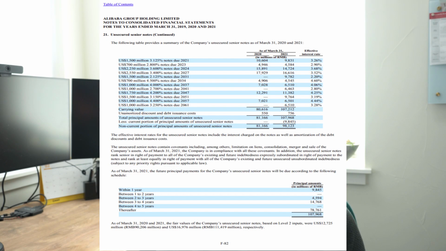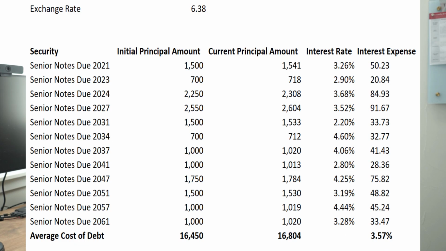You have to do some scrolling to find it usually, but they'll almost always have a table somewhere outlining their debt and the corresponding interest rates. Here is Alibaba's, and I copied this over into the debt schedule tab. The one thing to note for Alibaba is these numbers for the current principal are actually in RMB, so I have to convert those to USD using the exchange rate of 6.38 RMB per 1 USD. So on my debt schedule, I'm calculating what their current weighted average interest rate is, which is what we're going to end up using on our WACC template tab. For Alibaba, this comes out to 3.57%.